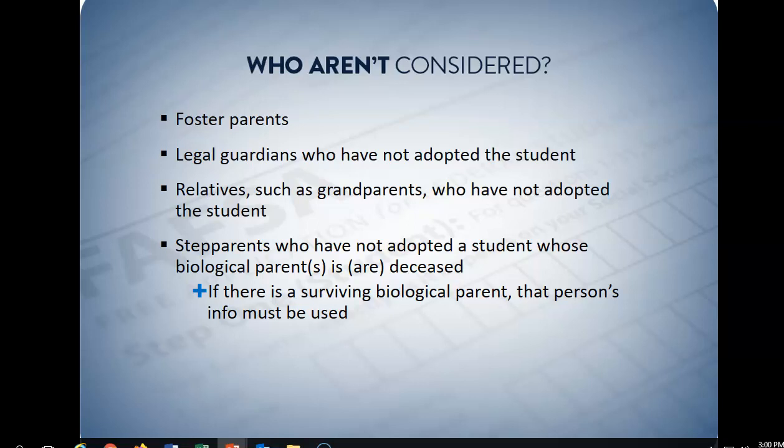And finally, the last case is very limited, but if a student lives with a parent who remarried, and their other biological parent is deceased or no longer around, then that step-parent is no longer responsible for filling out the FAFSA for the student, even though he or she was married to the student's parent. You would simply make that student independent. If there is a surviving biological parent, that parent's information must be used.